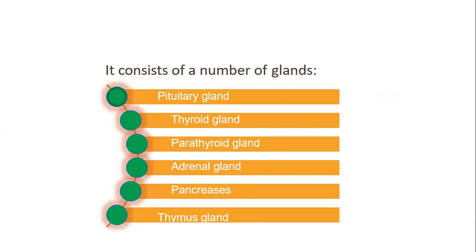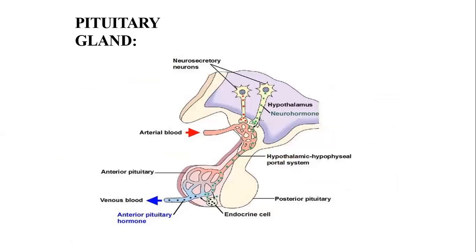So firstly, we will see the pituitary gland. The pituitary gland is also called hypophysis, or hypophyseal gland. It is a small unpaired rounded body. Its size and shape is similar to that of a pea, a type of cereal. The approximate weight of the pituitary gland is approximately 5 grams.